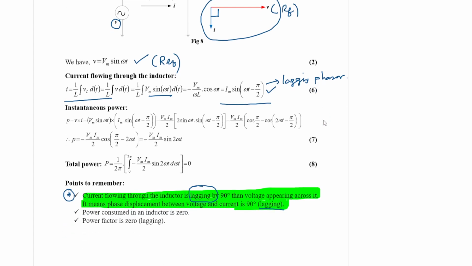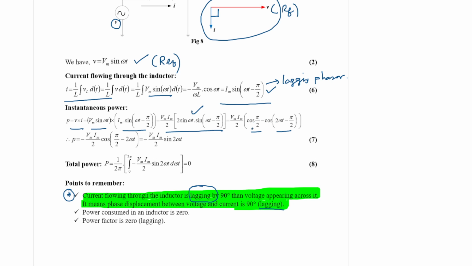So now what is the instantaneous power? By applying the same way, it is the instantaneous value of voltage and current, V into I. So Vm sin omega t into Im sin(omega t minus pi by 2). If we approach in the same manner, we shall get this term 2 sin omega t sin(omega t minus pi by 2). So it is the sin C sin D formula. It can be written as cos(pi by 2) minus cos(2 omega t minus pi by 2).